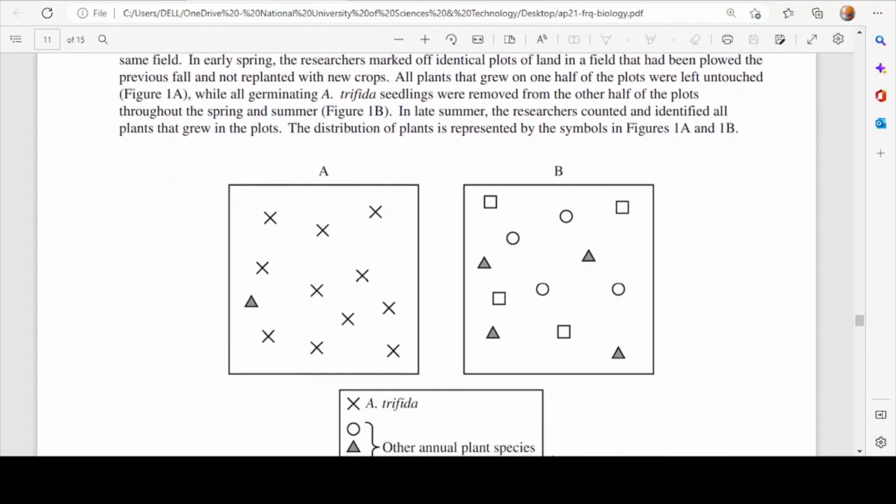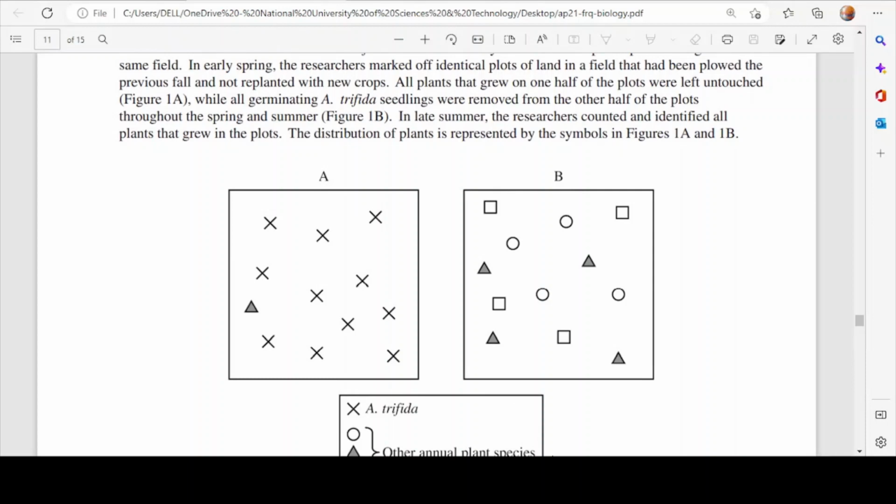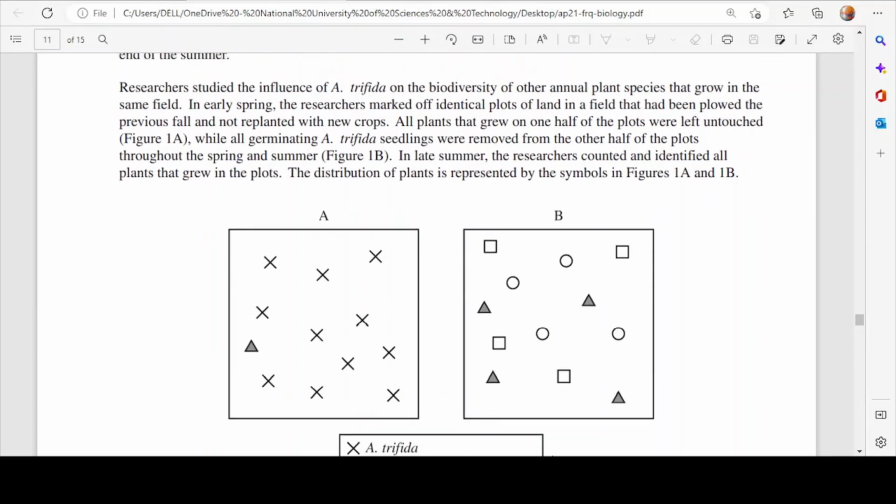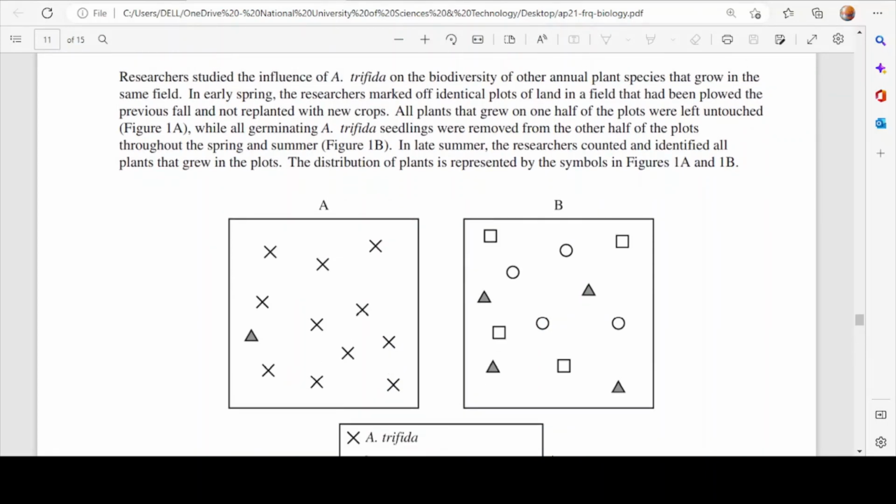So for the study, the researchers took two identical plots of land. In one plot of land, they let anything that was going to grow there grow normally, without affecting its growth in any way. But in plot B, they prevented the growth of Ambrosia trifida seedlings by removing any germinating seedlings in that plot.